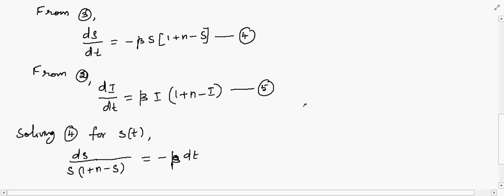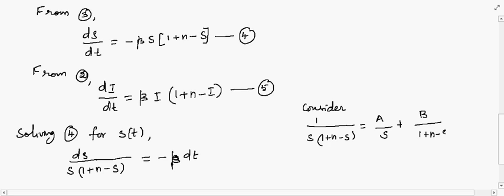Okay, now I will consider this 1 by s into 1 plus n minus s, and I will put this into partial fractions. So I will get 1 by s into 1 plus n minus s equal to a by s plus b by 1 plus n minus s. That is, 1 is equal to a into 1 plus n minus s plus b into s.